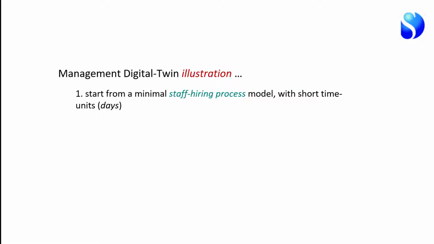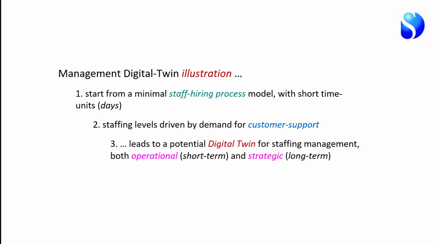Now, that staffing level requirement is driven by demand for customer support in the business that this staff group is actually part of. And what that leads to is a potential digital twin model for staffing management in this demonstration example. And that digital twin could be suitable both for operational short-term decision making and for long-term strategic planning and policy development for the organization.